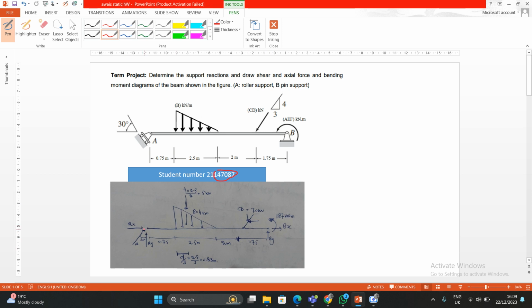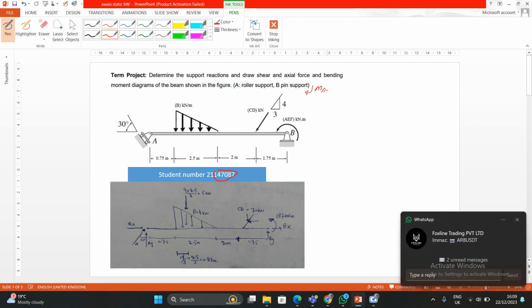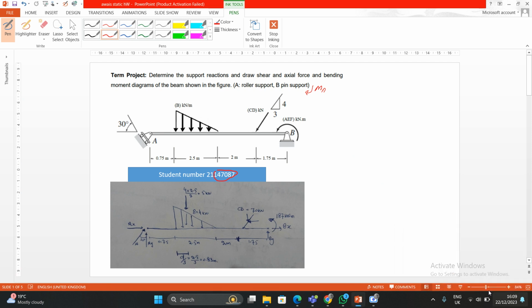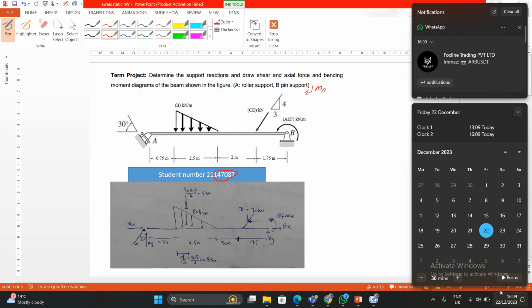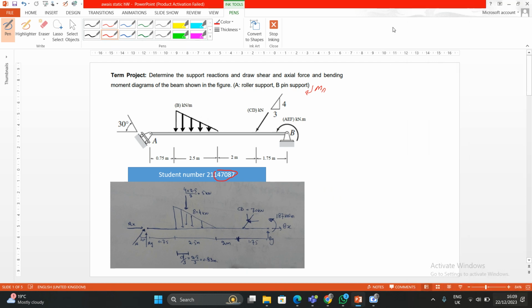Now take moment at A, so I can write here, just take moment at A equal to zero, and clockwise is positive.